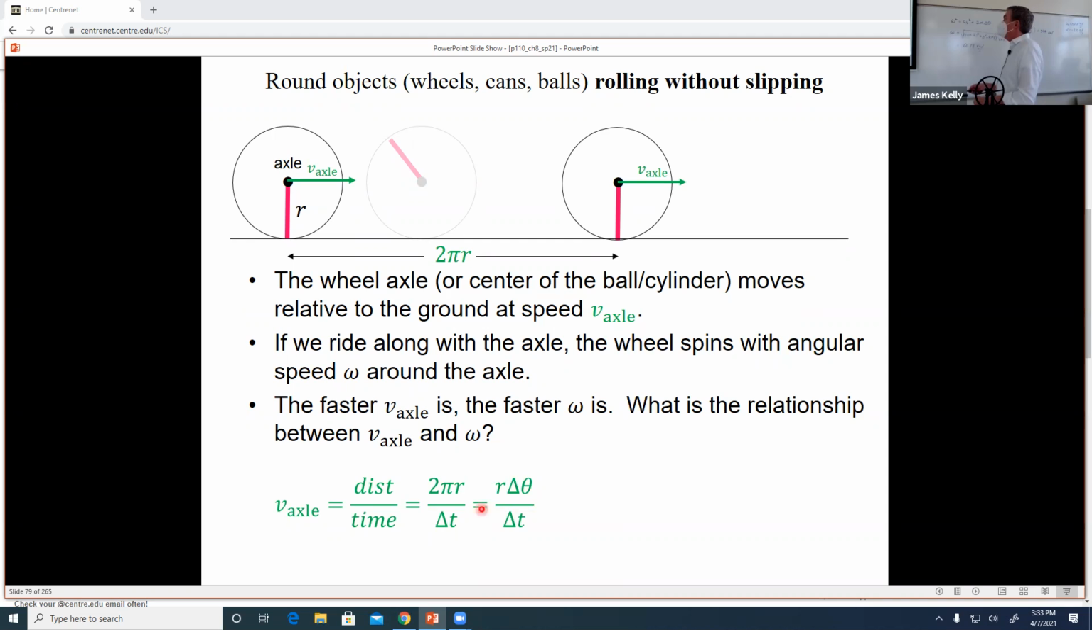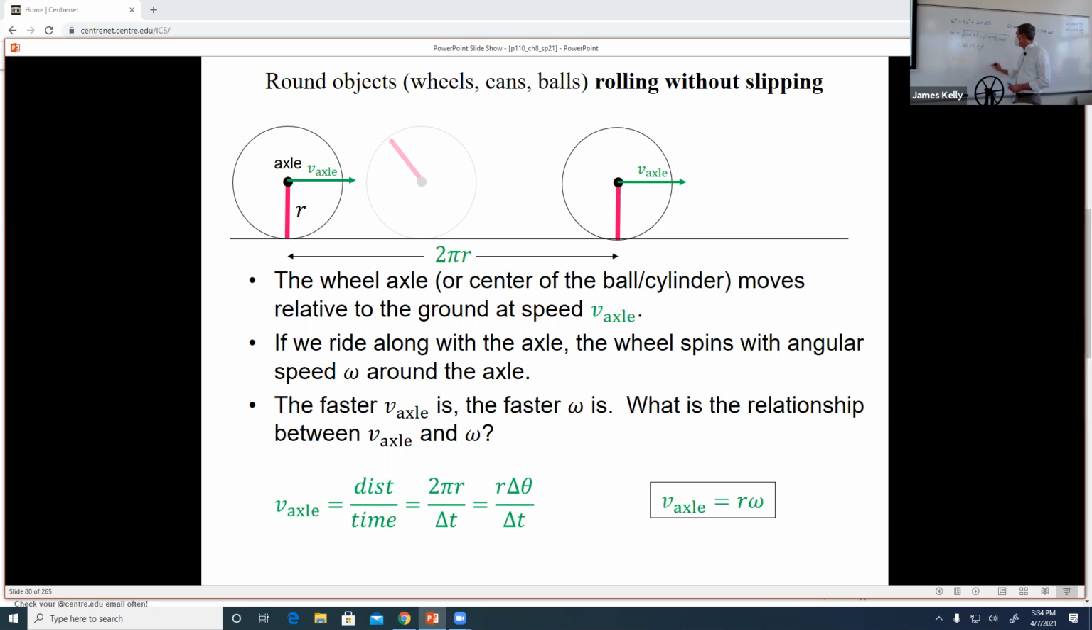Now, I'm going to re-express this 2 pi. We thought of it as just part of the circumference formula, but now I'm going to think that 2 pi is also the angle it rotated through. It rotated through a complete revolution. That's 2 pi radians. So I'm going to reinterpret the 2 pi as just delta theta. And then delta theta over delta t is omega, right? It's the average omega, but we're imagining here that this thing's moving along at constant speed. And therefore, the relationship between the speed of the axle and the rate at which it's rotating about the axle is v axle equals r omega, which, a little bit confusingly, we already had an equation that said v equals r omega, which meant something a little bit different.